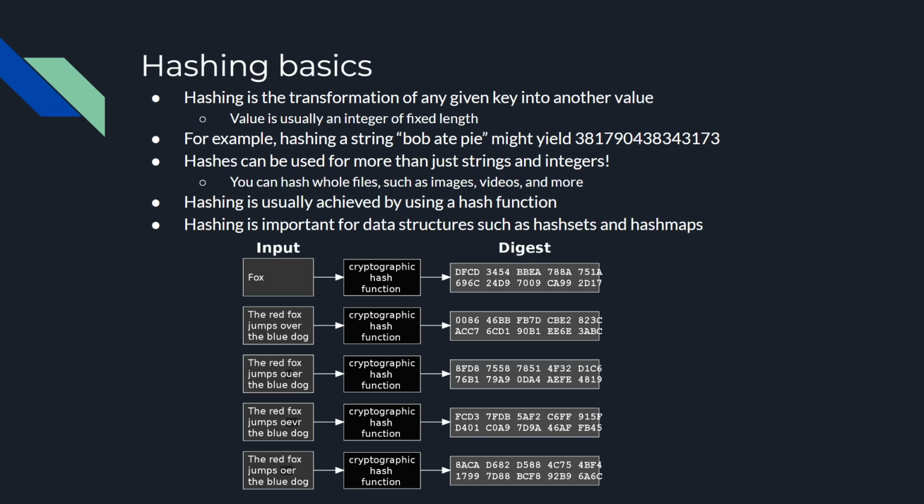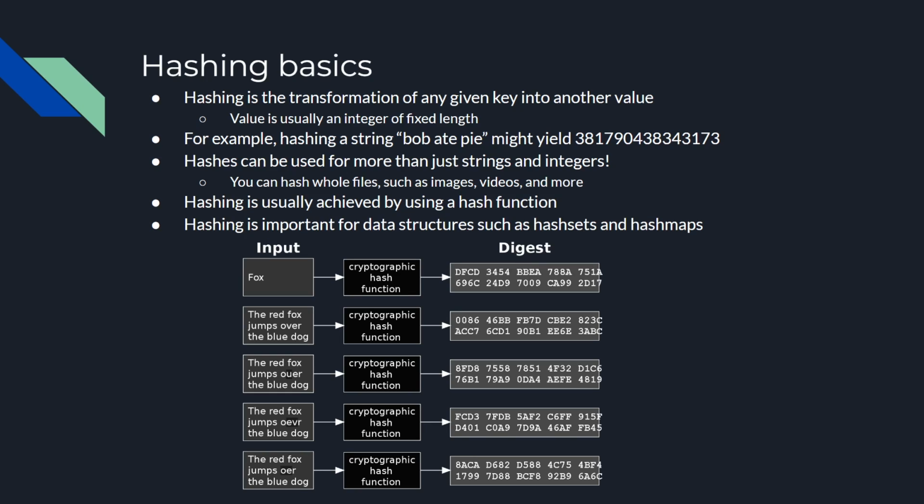Hashing transforms a given key to another value, which is usually an integer of fixed length. If you input any given key, you might not exactly know what it will yield, but it will definitely yield an integer of the size that you want. Aside from just strings, you can also put in images, videos, and more. Hashing is usually used with a hashing function, which takes one input and spits out one output. This is pretty important not only for data structures that we'll be talking about today, but also for larger concepts such as cryptocurrency in general and blockchain.